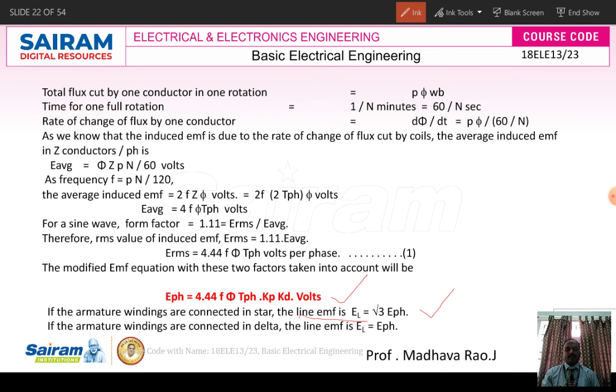If the armature windings are connected in delta, the line voltage is equal to the phase voltage. So this is about the EMF equation of an alternator.